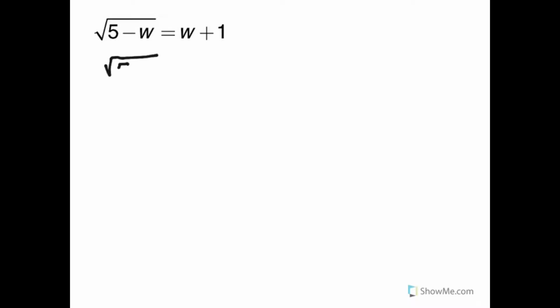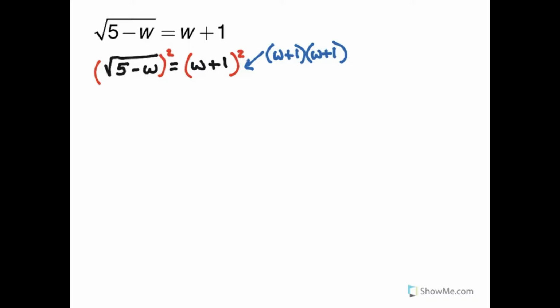The square root of 5 minus w equals w plus 1. Well, let's get rid of the square root. We'll square both sides. And be careful on the right because we're squaring a binomial here. That means we're doing w plus 1 times w plus 1. Exponents don't distribute over addition, and so we're going to get a middle term here: w squared plus 2w plus 1. On the left, the square and the square root cancel out, and we have 5 minus w.